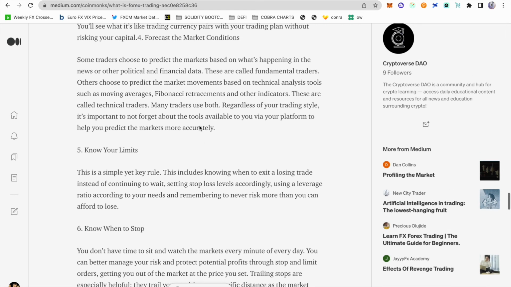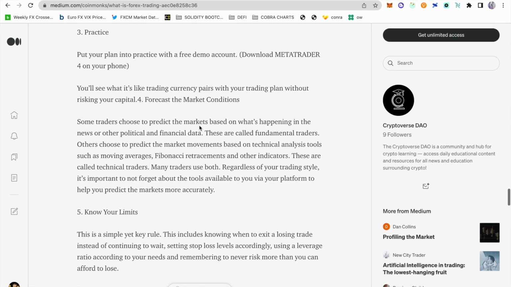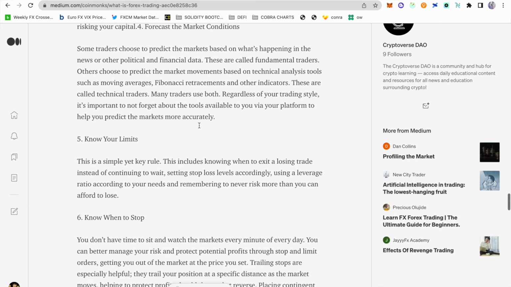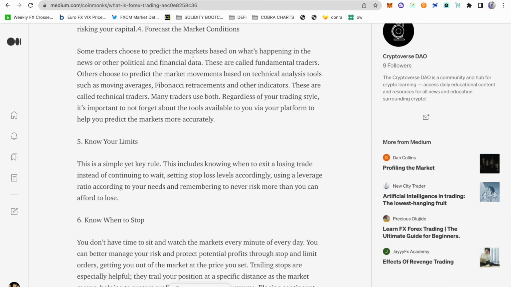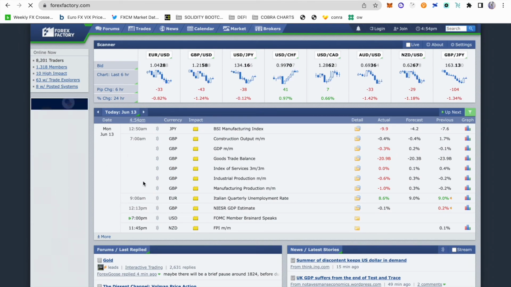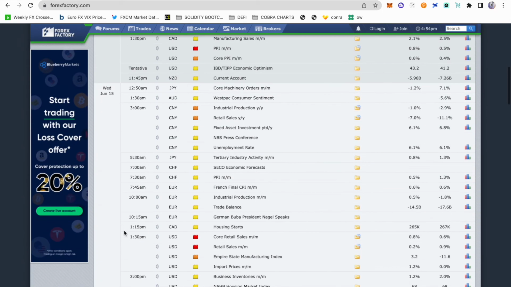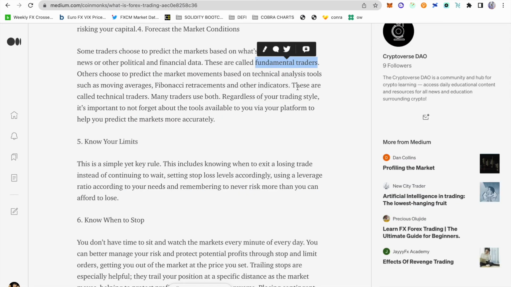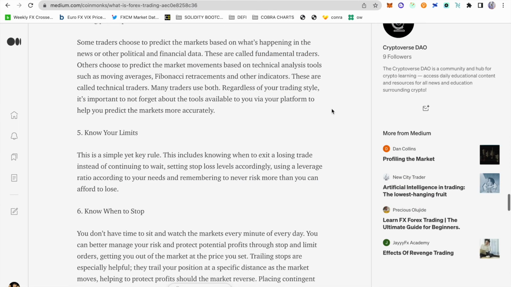Some traders choose to predict the market based on what's happening in the news or other political or financial data. These are called fundamental traders. So people that look into economic data, things like Forex Factory, and look into all these calendars. These are the folks that are called fundamental traders. They look into things like FOMC and interest rates.